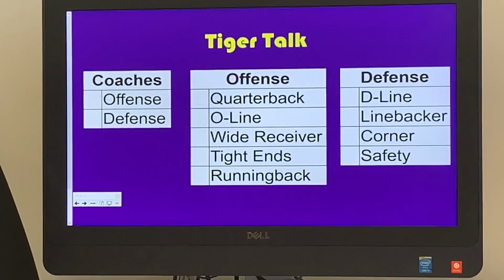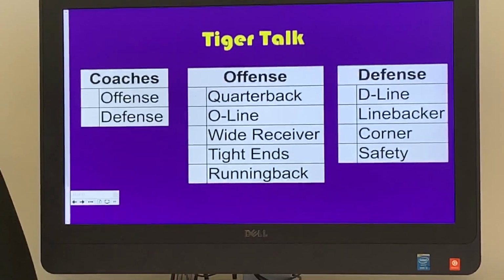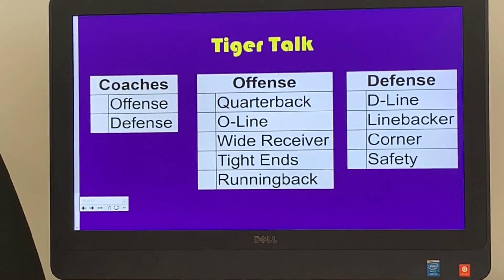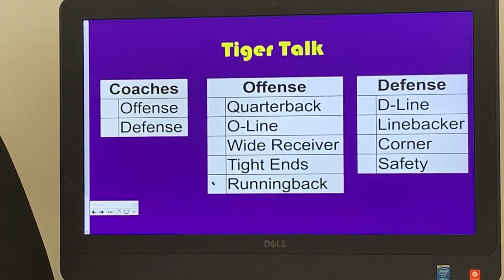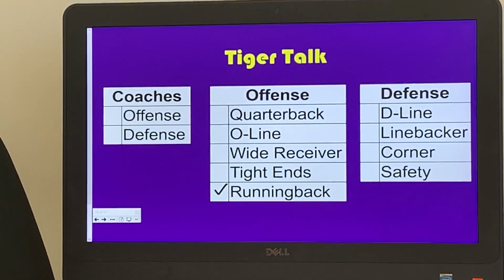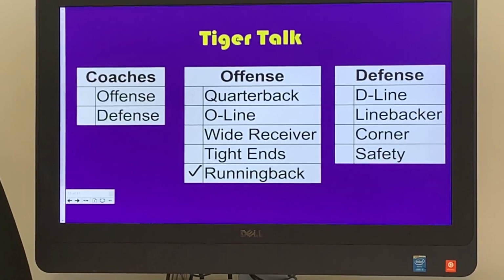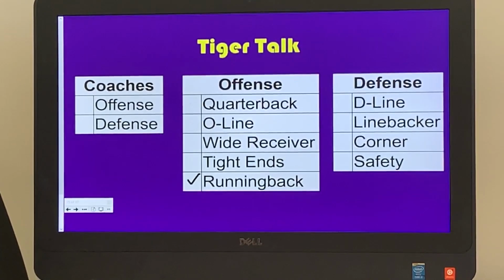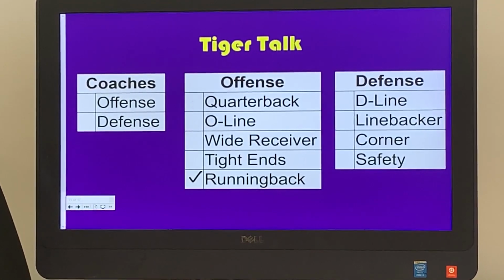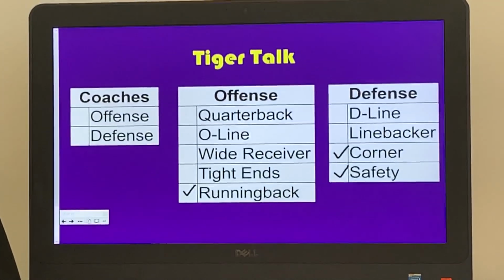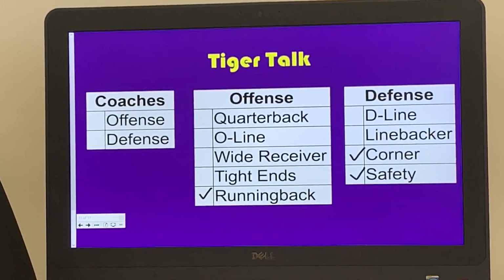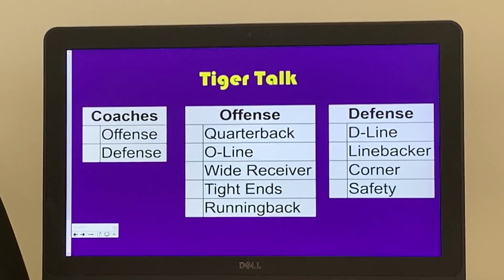So, say for instance, if he wanted to know what the running back was thinking on a certain play, he would contact the running back's coach, and that's it. And on the defensive side, if he wanted to know what the overall protection or coverage was, he would go to the safety group or he would go to the corners group. So overall, you can choose.